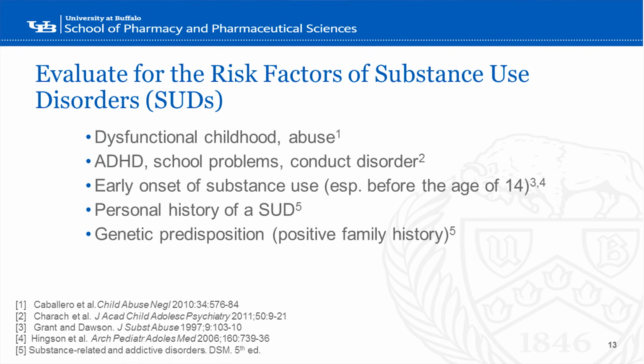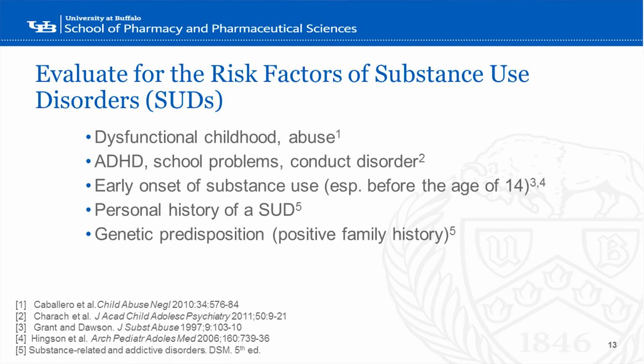Here are some of the risk factors for the development of a substance use disorder. A dysfunctional childhood, particularly with those with physical, sexual, or mental abuse. A history of attention deficit disorder, school problems, conduct problems. The early onset of substance use, particularly before the age of 14. So individuals who begin smoking cigarettes, marijuana, drinking alcohol, or experimenting with drugs before the age of 14 are at particular risk for the development of addiction.